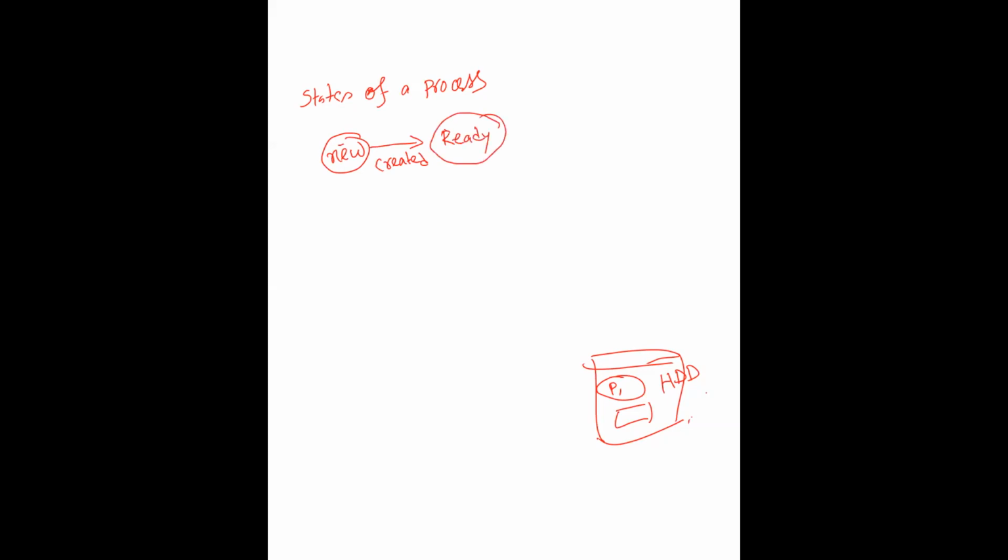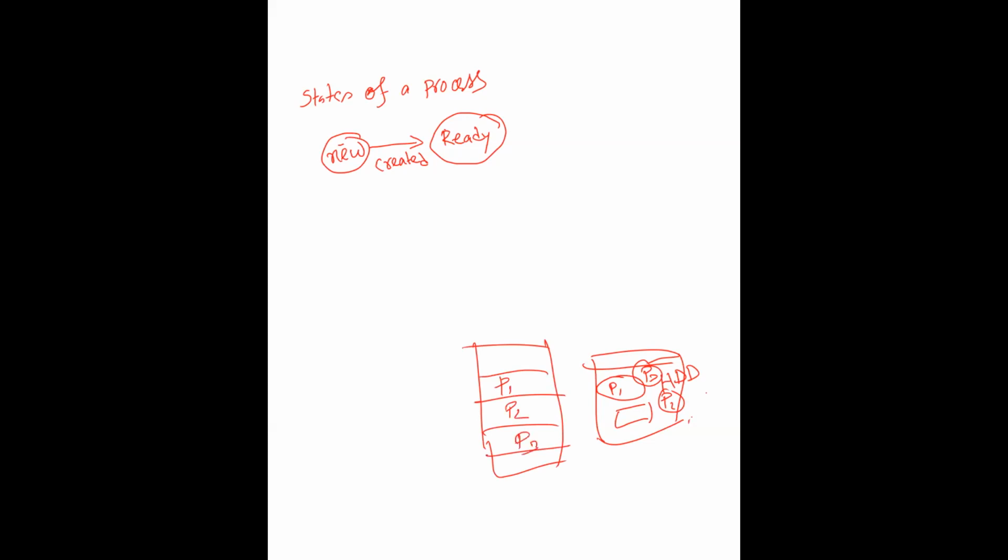What is the ready state? Ready state means that you have, let's say, P1, P2, P3, three programs you are trying to open. They are currently open, and these three programs are now inside the memory, inside your computer's RAM. P1, P2, and P3.